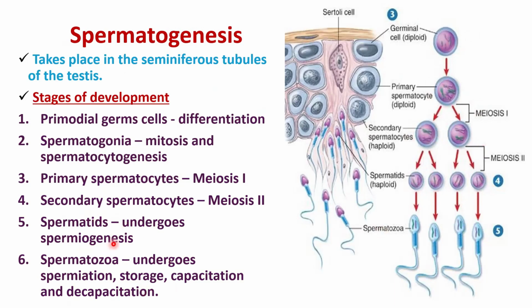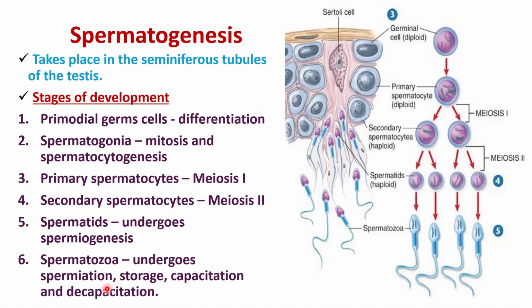So spermiogenesis is the process of modification. For example, you can see here in the spermatids, they don't have a tail, they don't have a good number of mitochondria, they don't have a chromosome. So spermiogenesis is the process of modification of the spermatids to become spermatozoa. Then when you have these spermatozoa now, which are now mature sperms, they'll undergo the process of spermiation. Spermiation is being released from the seminiferous tubules to the epididymis for storage, where they undergo capacitation, and then when they are released from epididymis, they undergo decapacitation.